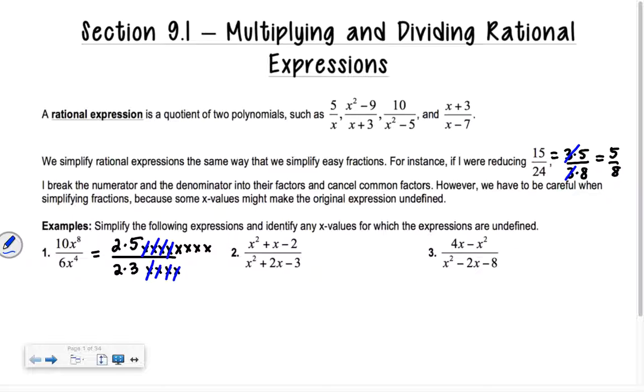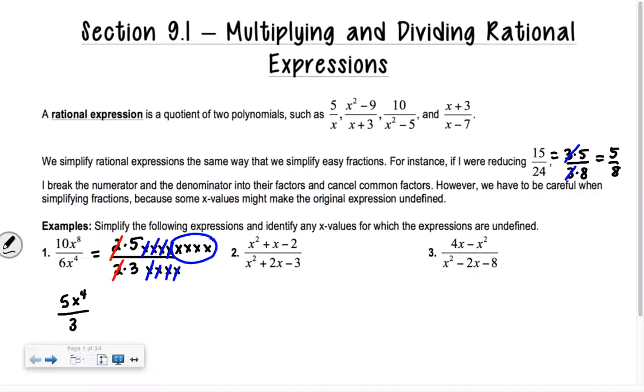Do you guys remember the rule that we ended up learning? We have 8 on top and 4 on the bottom. How did we know how many were left? Yeah, we subtracted those exponents. Do you guys all remember that? So this ends up being x to the 4th. And our 2 and our 2 reduce out. So it reduces to 5x to the 4th all over 3. So you're just canceling your common factors. That's all we're doing.